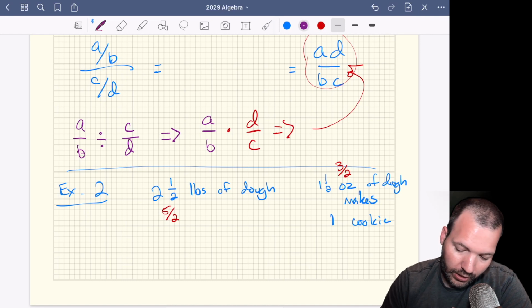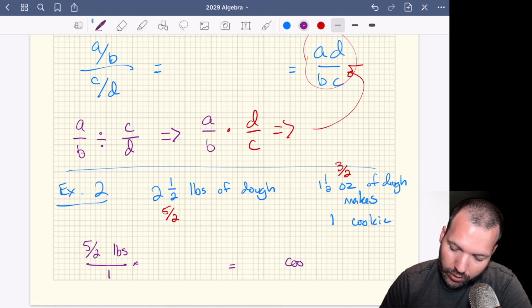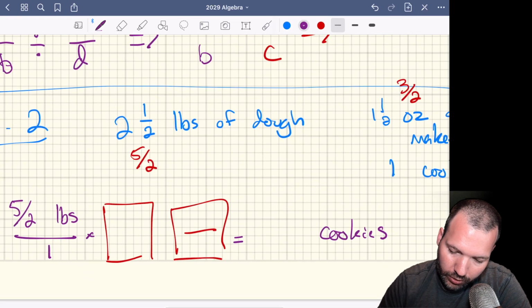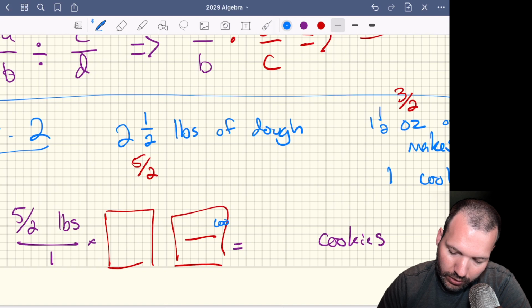And so really what we're saying is, all right, we have 5 over 2 pounds, and we want to turn this into cookies. We're going to do it with some unit converters. First of all, one of our unit converters is how we end up with cookies at the end of this process. We know that 1 cookie corresponds to 3 over 2 ounces.